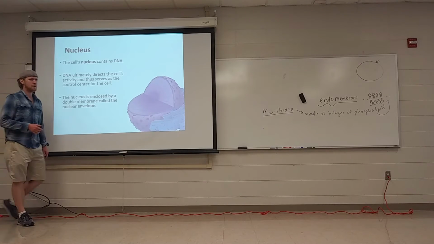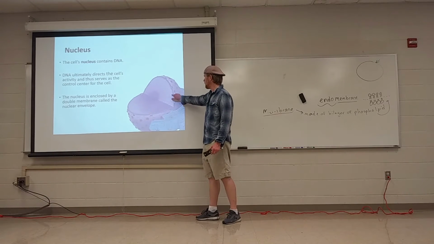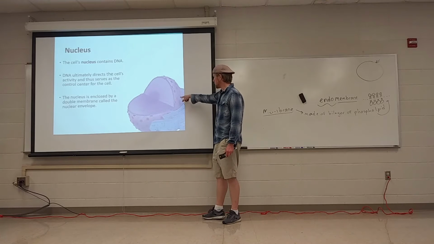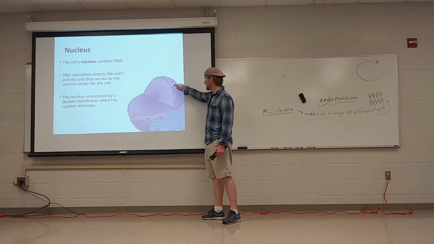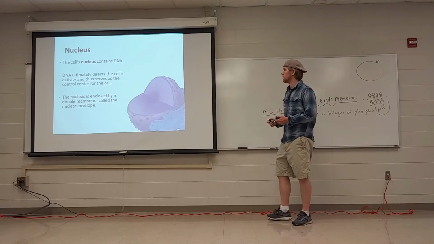We mentioned that the nucleus is surrounded by a membrane. It's actually a double membrane called the nuclear envelope. In this picture, you can see these things here. These are pores that regulate the movement of material in and out of the nucleus.